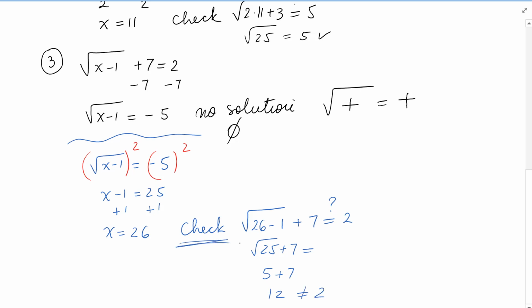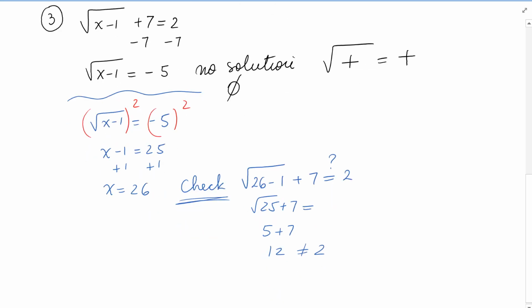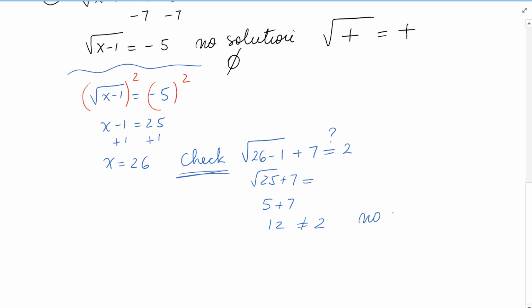So this checking is very important, because if you go all the way, you square, you don't think about positive, negatives, about domains of square roots, then if you check, you're going to avoid making a mistake, so it's still no solution.